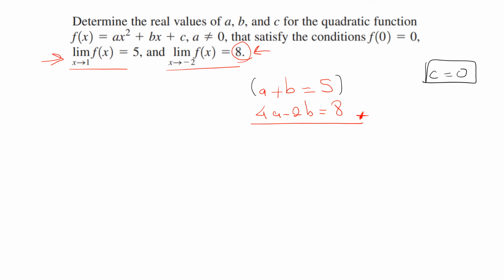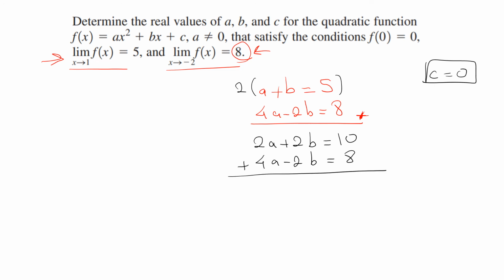For this one, I'm just going to multiply it by 2 so that I can cancel the b's: -2b plus 2b. So I'm going to multiply it by 2. What I'm going to end up with is 2a plus 2b equals 5 times 2, which is 10. And then I'm going to put the same exact equation, and now I'm going to sum these up. So I can automatically see I can cancel the b's. Now I'm left with 4a plus 2a, which would be 6a, and then 10 plus 8 would be 18.